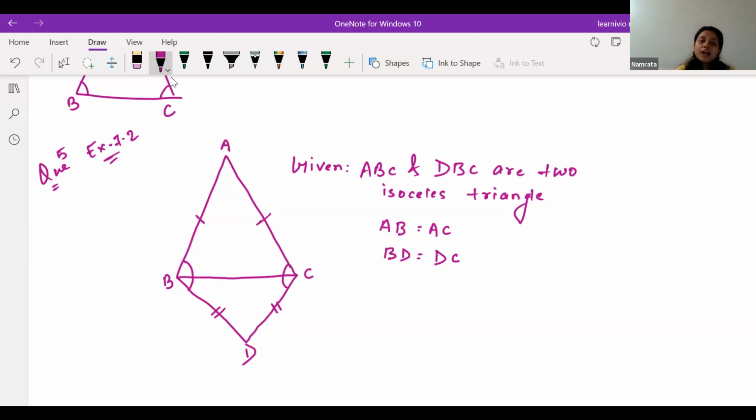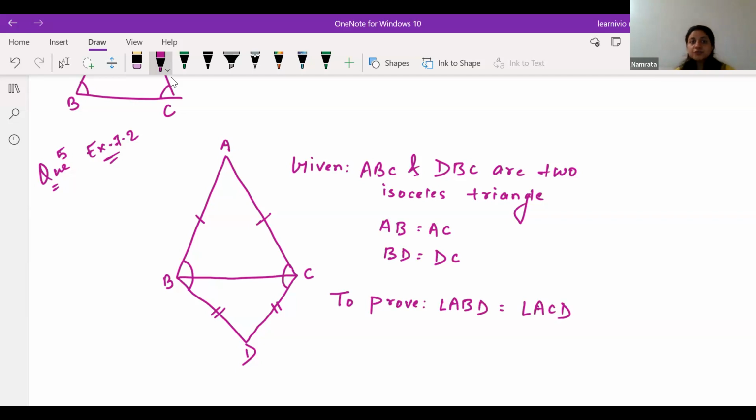We have to prove that angle ABD is equal to angle ACD. This is what we have to prove over here: angle ABD is equal to angle ACD.